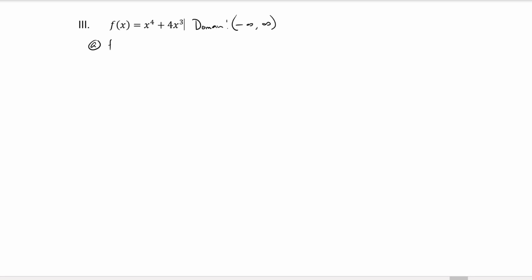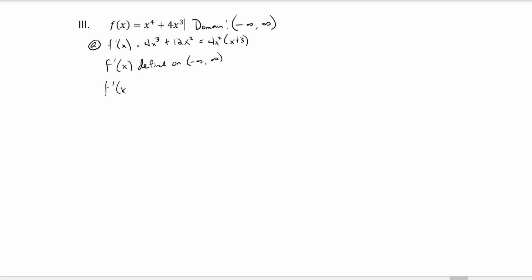So f prime of x is 4x cubed plus 12x squared, which is equal to 4x squared times x plus 3 when we factor out. We need to find where f prime is undefined, but in this case we know f prime of x is defined on negative infinity to infinity since it's a polynomial.